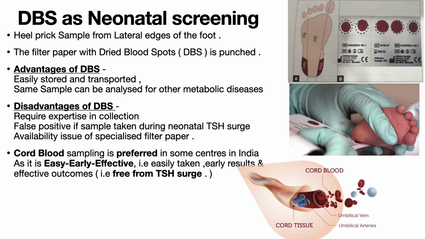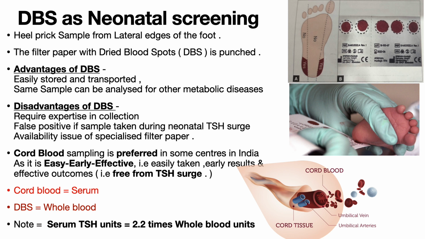Now, cord blood sampling is preferred in some centers in India as it is easy, early, and effective. That is, easily taken, early results, and effective outcome. That is, it is free from the TSH surge. The cord blood is serum, whereas DBS is whole blood. Hence, the TSH values in both will vary for declaring a child as having congenital hypothyroidism.